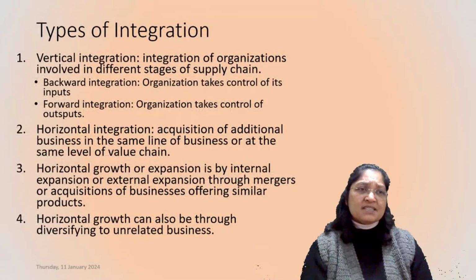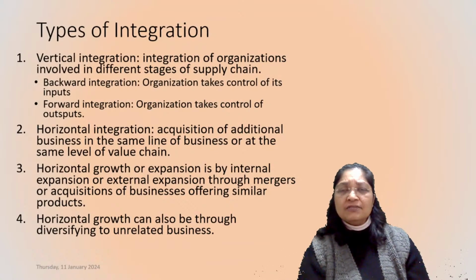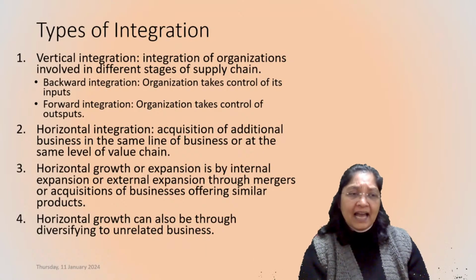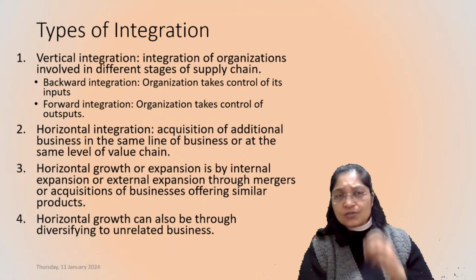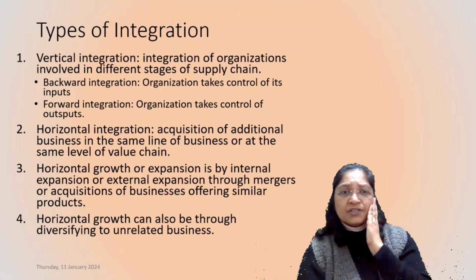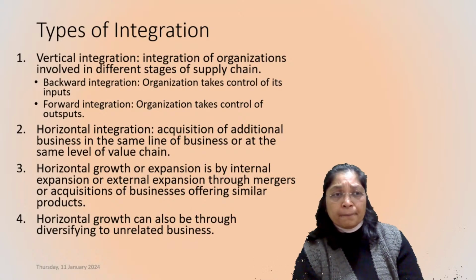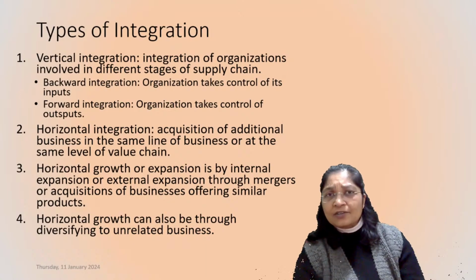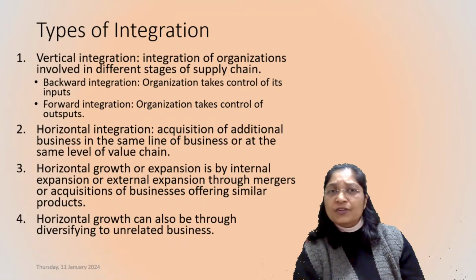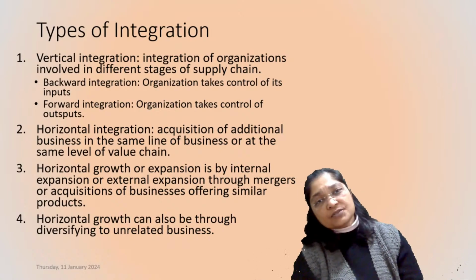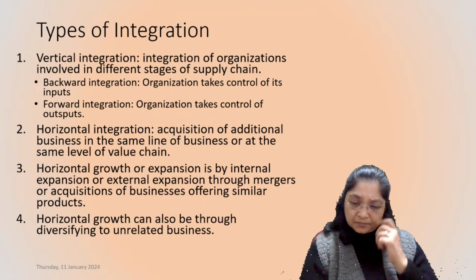Okay, this was basically types of integration, wherein we discussed the vertical integration and the horizontal integration. In vertical integration, we discussed the backward integration and also the forward integration. Backward integration is when the organization tries to get involved with or take control of the companies which are supplying the raw material, the inputs for the organization. And forward integration is when the organization tries to take control of the outputs.